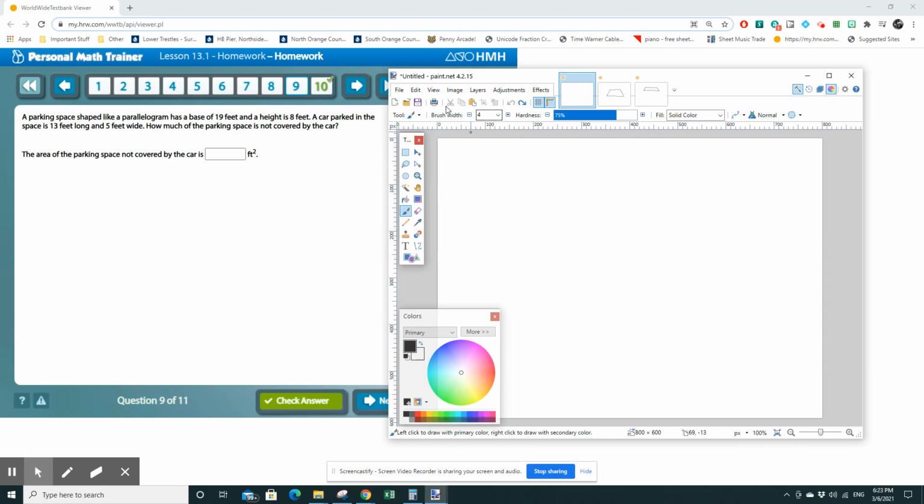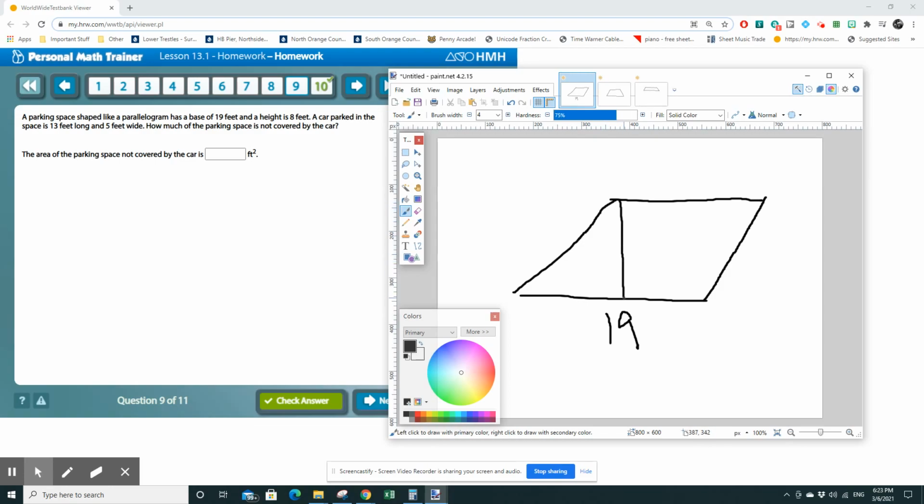Okay, so they will have this parallelogram parking space, I guess. So I guess two pairs of parallel sides. It's got a base of 19 feet and a height of 18. So let's draw a height, and this is 18. Okay, so they said a car is covering this, and the car is 13 feet wide and 5 feet long. So I assume that there's like this car, and it's definitely helpful to draw.